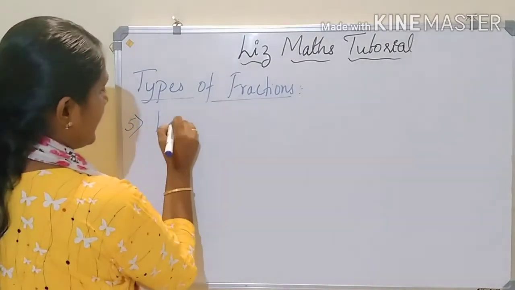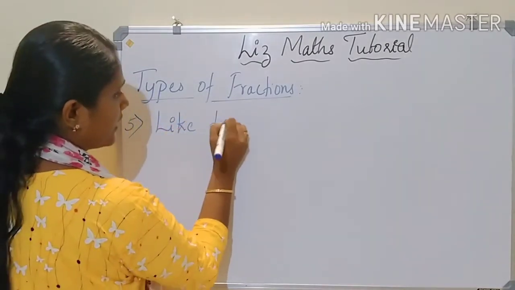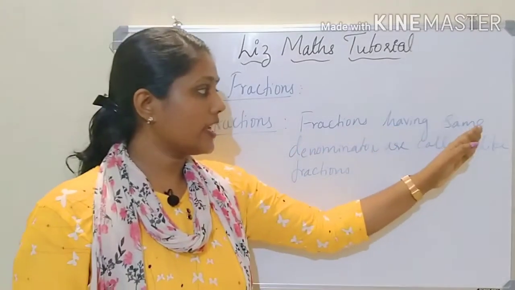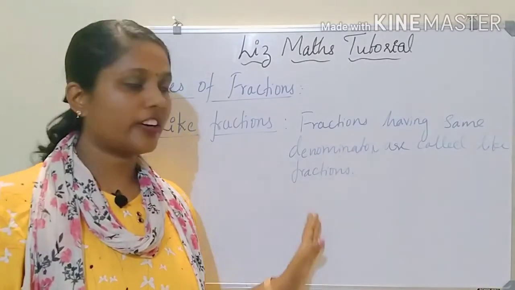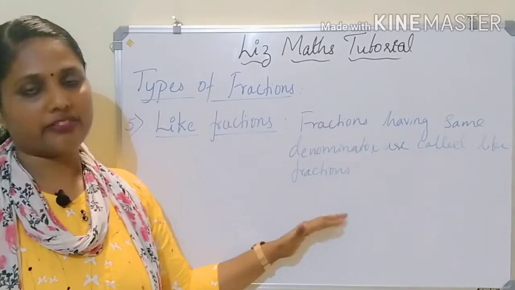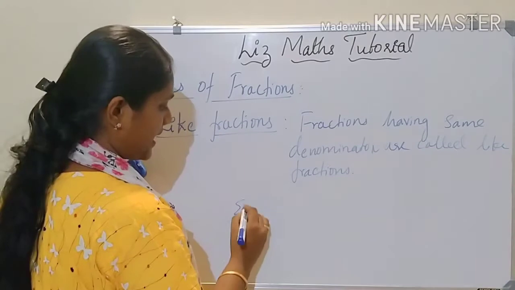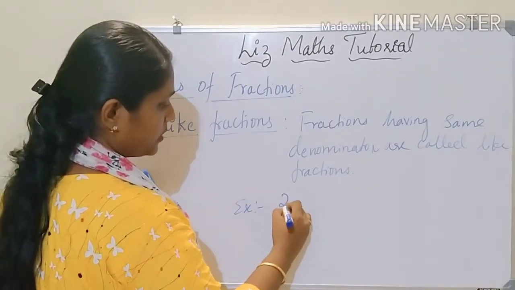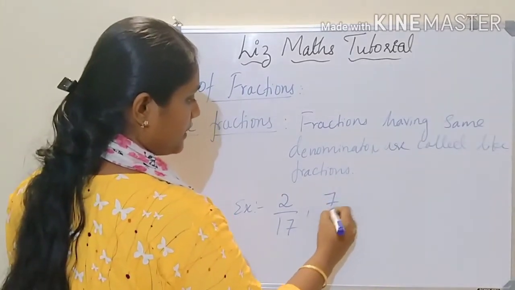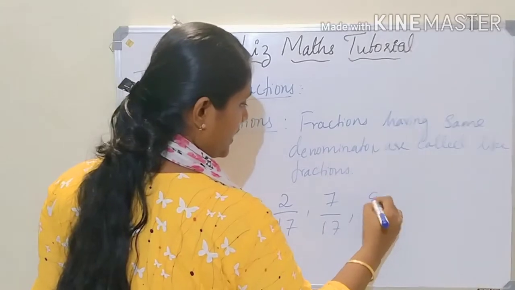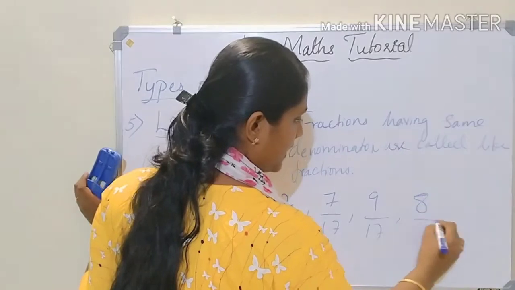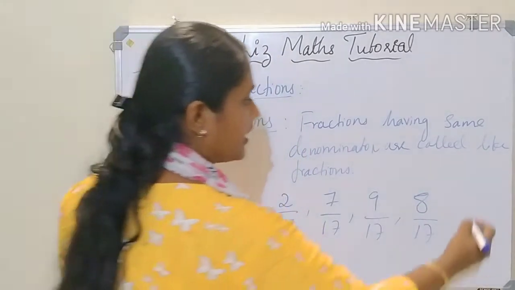Like fractions. What are like fractions? Fractions having the same denominator are called like fractions. What is the same denominator? All the denominators of those fractions should be the same. Example: 2 by 17, 7 by 17, 9 by 17, 8 by 17, 10 by 17.